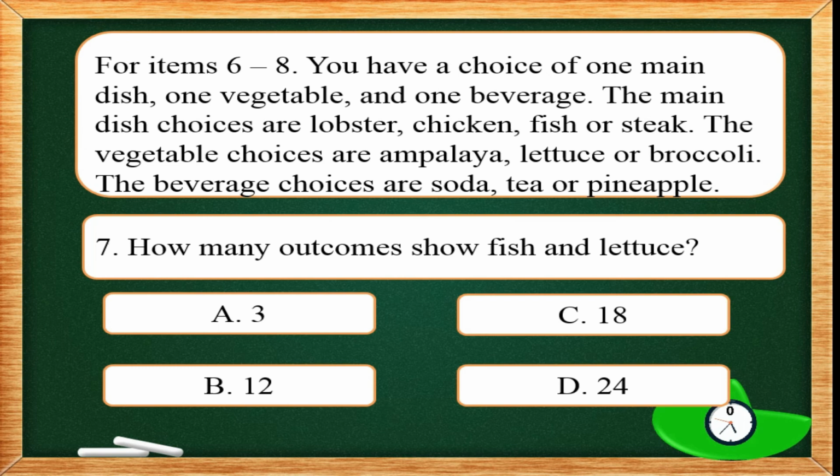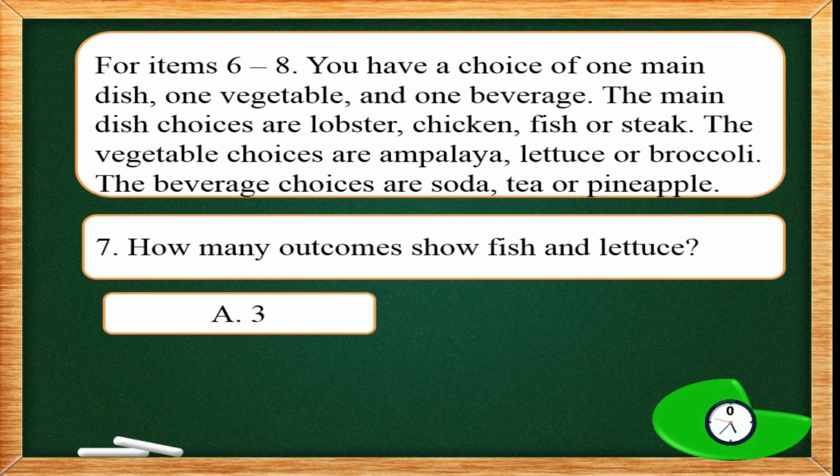Your answer is correct if you have chosen A. That is, you have 1 for the main dish, that's fish. For the vegetable dish, you have lettuce, then 3 beverage choices. So that's 1 times 1 times 3 is equal to 3.